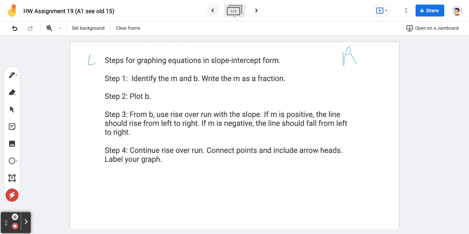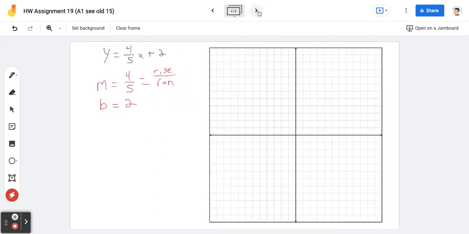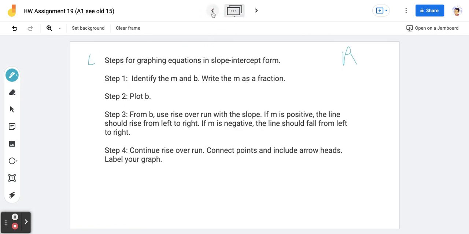Let's go back to our steps. Step 2, we're going to plot b. Oh, well, how do we plot b? Well, this is a nice, easy one. If this is a positive 2, then b for me is going to be right here. I count up from my origin, 1, 2. It's a positive 2. There is my b value. That's it. Step 2 is done.